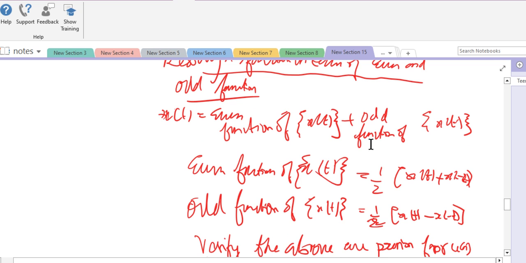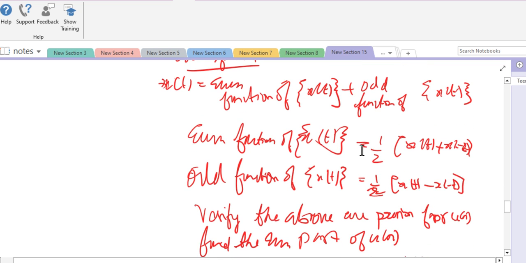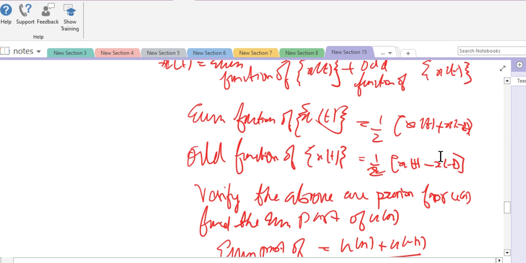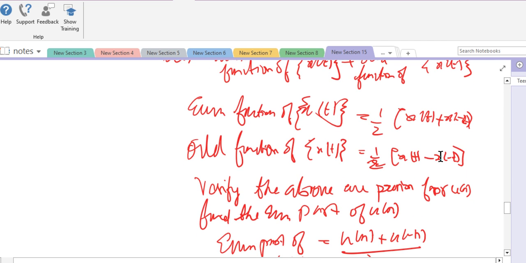Even function: x of t is 1 by 2 times x of t plus x of minus t. Odd function: x of t is 1 by 2 times x of t minus x of minus t. Verifying the above.